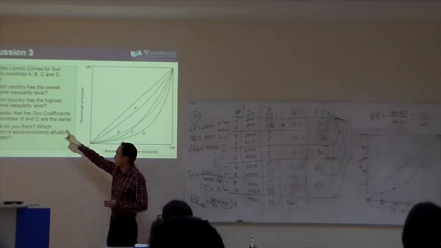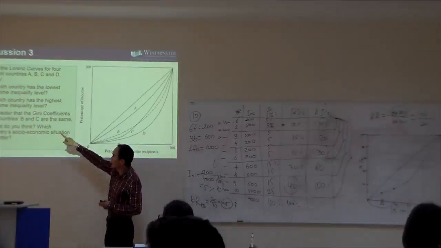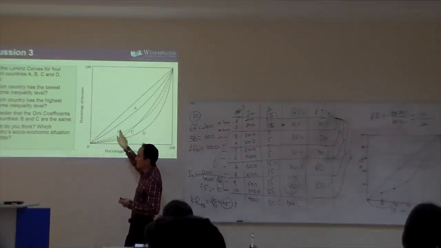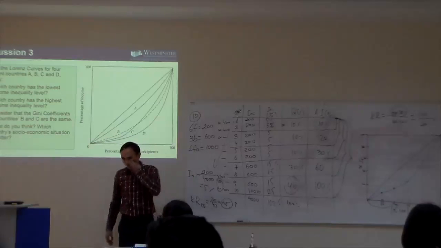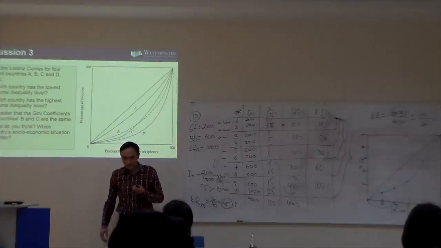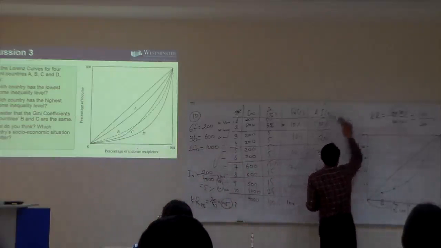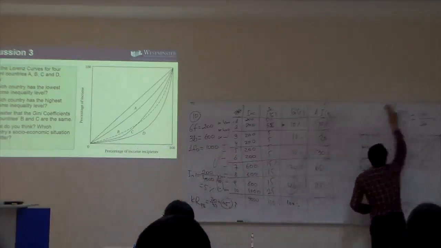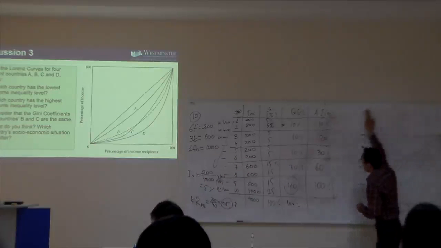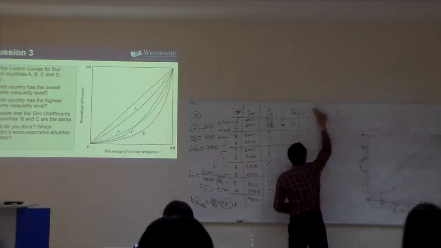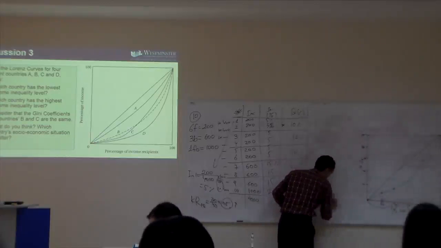So regarding case 3, look. Consider that the Gini coefficients of countries B and C are the same. How is it possible? Gini coefficients of country B and C are the same. Do you remember what the Gini coefficient was? How do we get it?